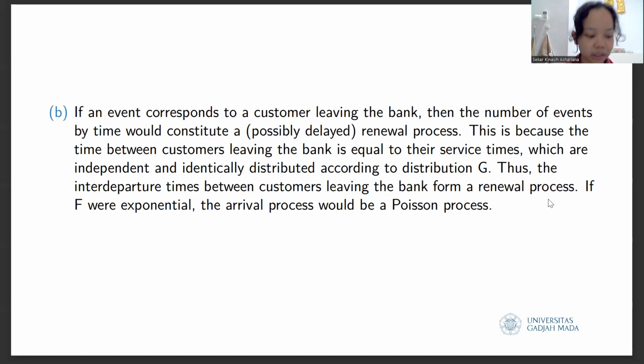So the conclusion for parts A and B is that for A, the inter-arrival times between customers would depend on the server's availability and service time, so it would not be a renewal process. But in part B, the inter-departure times between customers leaving the bank would be independent and identically distributed according to G, so it would be a renewal process. The answer is A is no, but B is yes.